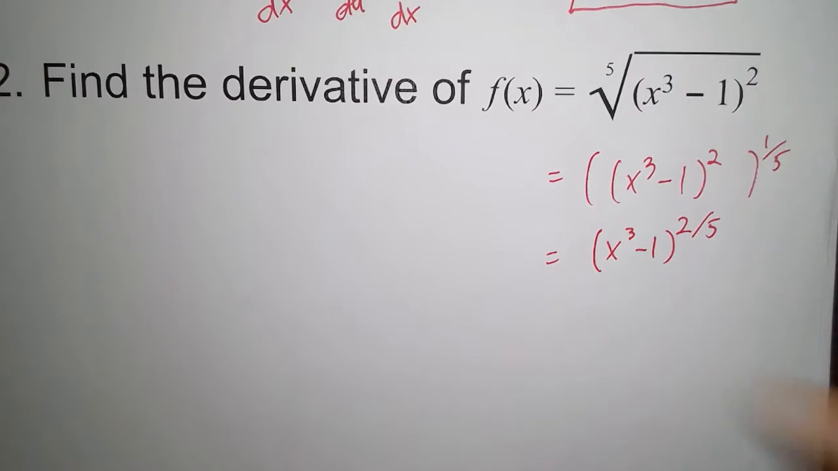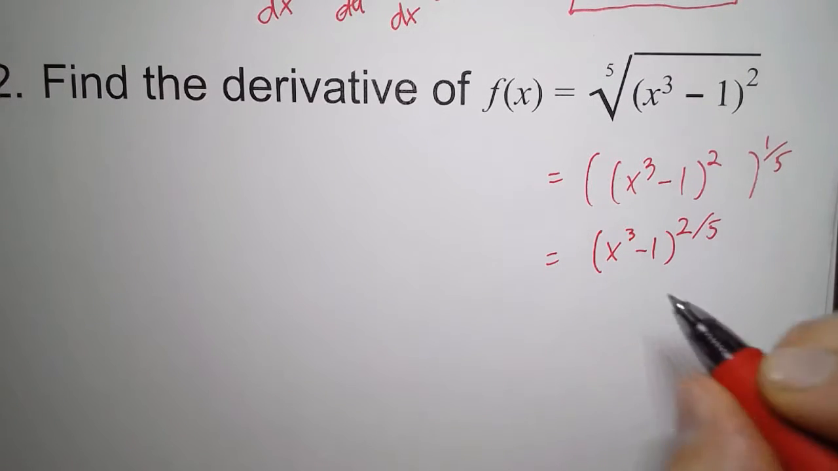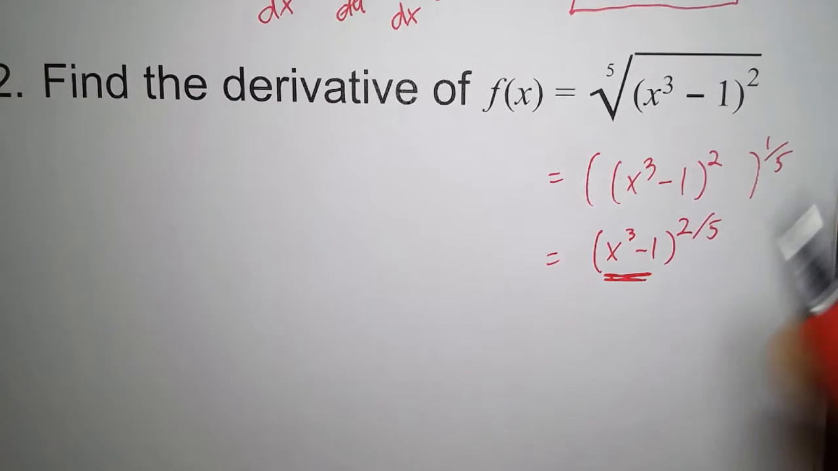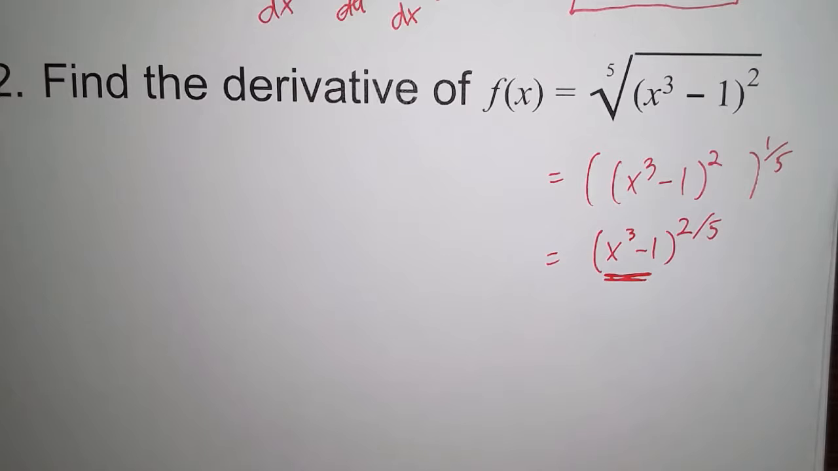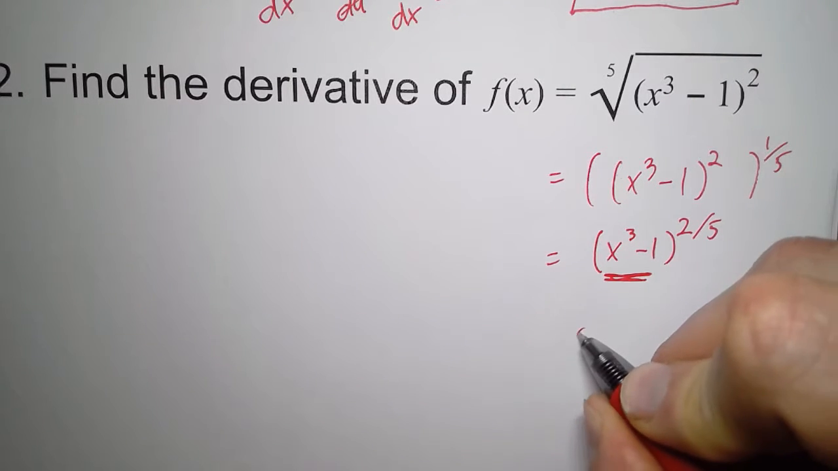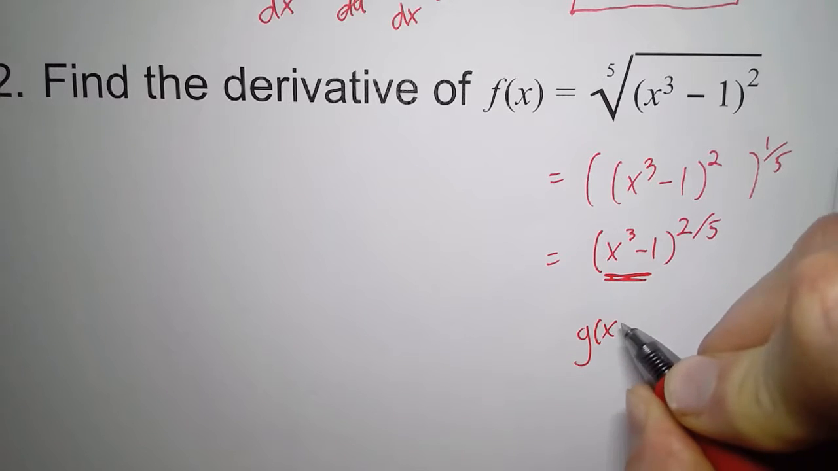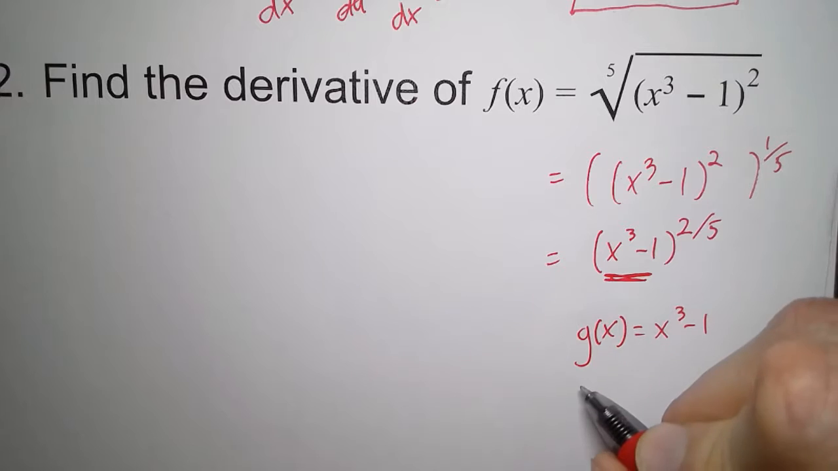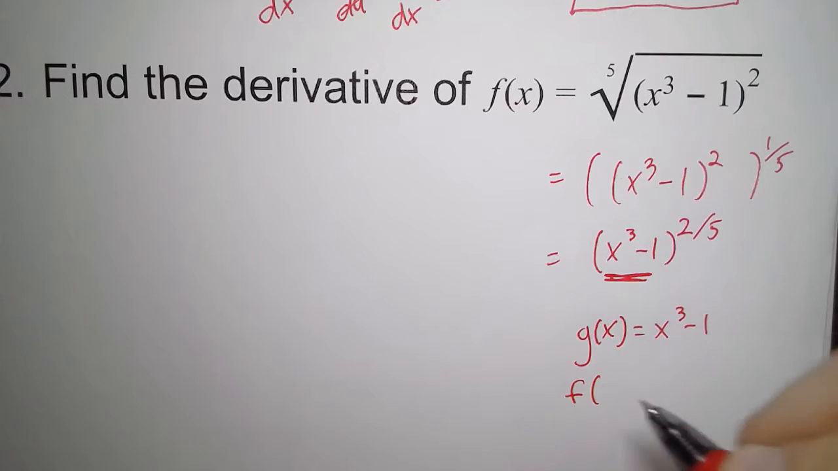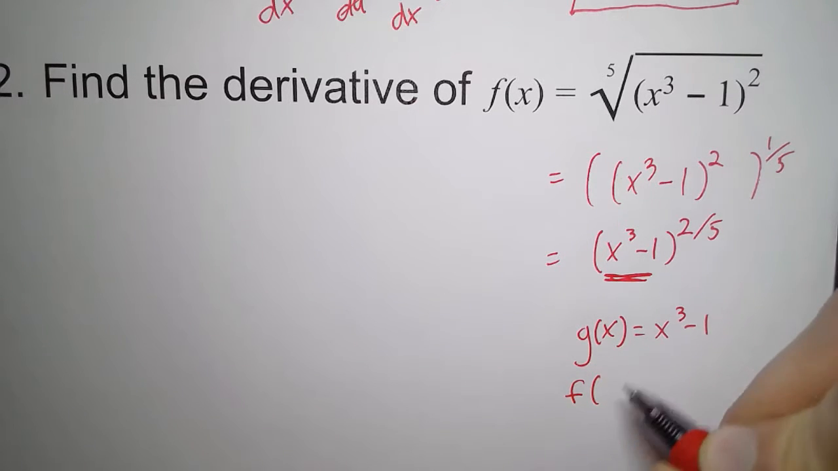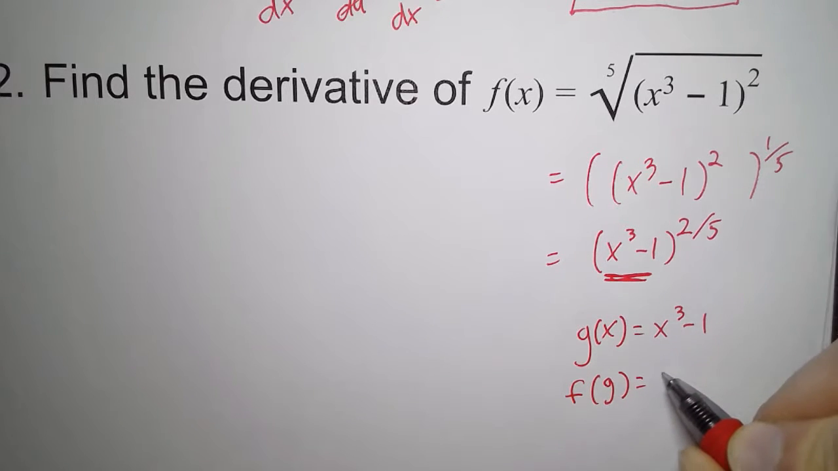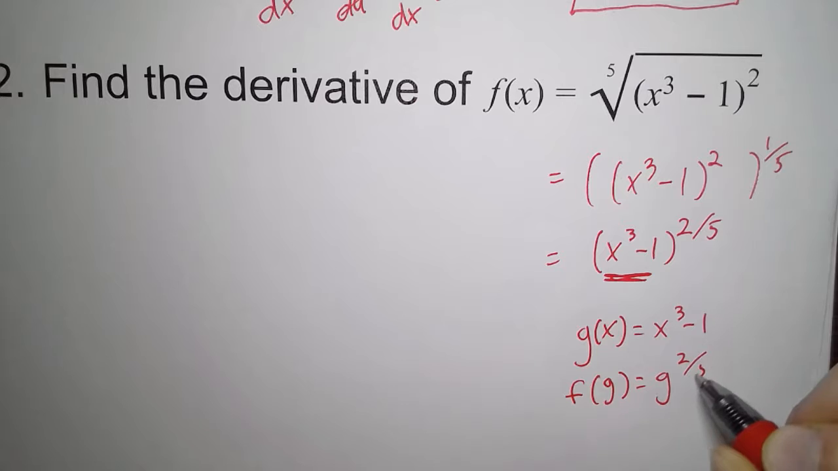Now, having written it like this, it's a little bit easier to say, well, this right here has to be the inside function. Now here in this problem, we're using function notation, f of x, and so we're going to have to use a different function. So g of x is going to equal x cubed minus 1, and f, now f of g is equal to g to the 2/5.